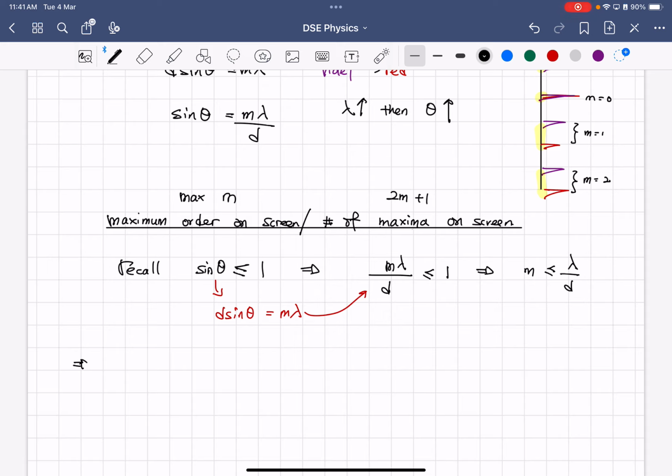So therefore, for some calculation, let's say I give you lambda over d is equal to 2.3. Then the maximum order m you can have will be 2. That means I should have 2 times 2 plus 1, 5 maxima on the screen.